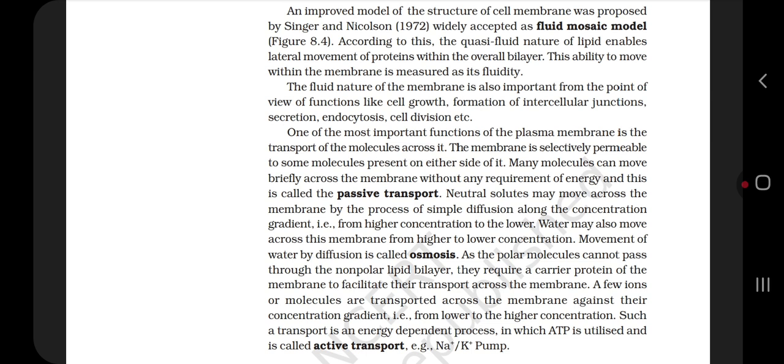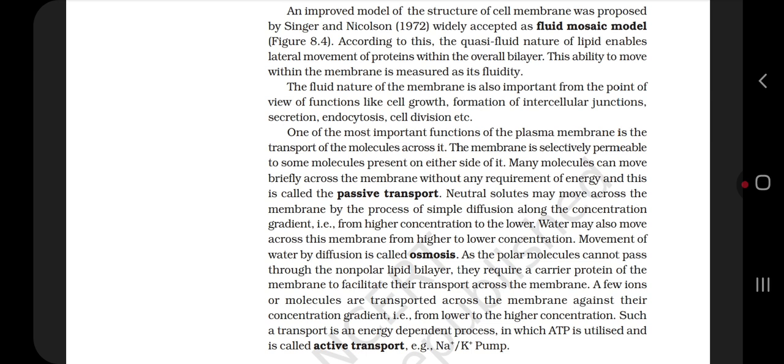Many molecules can move across the membrane without any requirement of energy, and this is called passive transport. Neutral solutes may move across the membrane by the process of simple diffusion along the concentration gradient, that is, from the higher concentration to lower. Water may also move across the membrane from higher to lower concentration. Movement of water by diffusion is called osmosis. As polar molecules cannot pass through the non-polar lipid bilayer, they require a carrier protein of the membrane to facilitate their transport across the membrane.